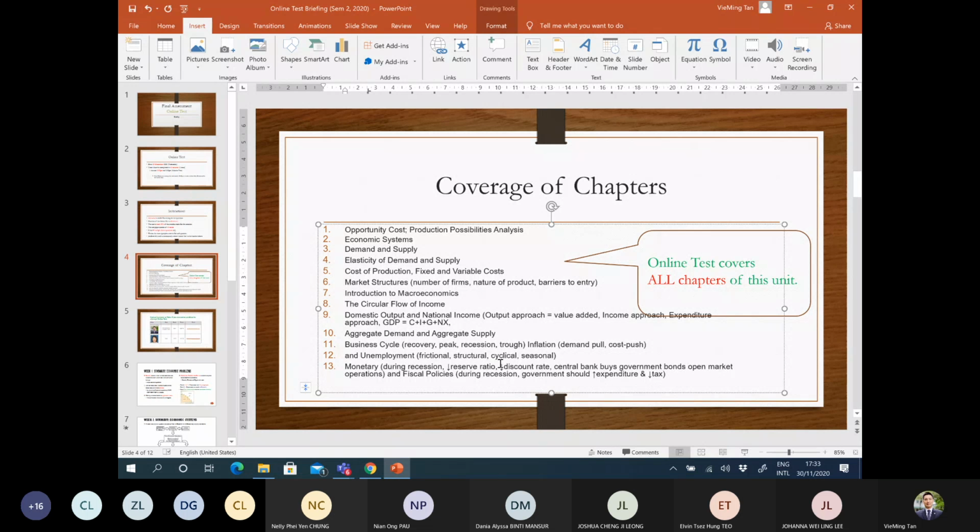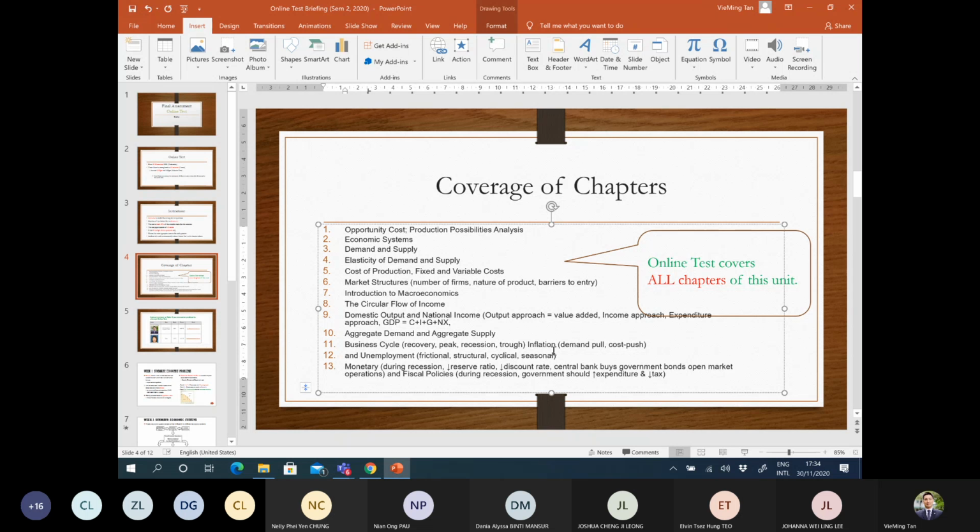Once the money supply increases, this can help to increase the AD by increasing C and I. Once C and I increase, this can increase the AD. And once AD increases, this can help to solve the problem of recession in an economy. So these are the chapters that we have already studied this semester.